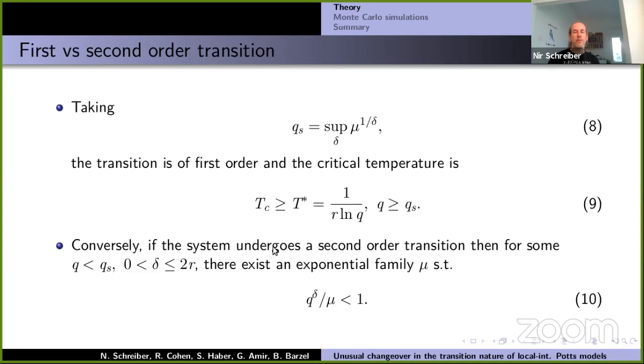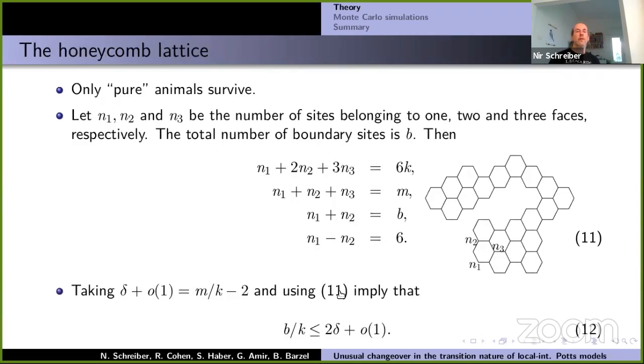And of course, conversely, if you have a second order transition, then you have some exponential family mu with the parameter lambda, and this inequality holds in the other direction. So now our mission is to evaluate QS. For that purpose, we consider pure animals. By pure, I mean animals, or beasts, which do not interact sidewise. Because if you look at the hexagonal lattice, you cannot tile the plane with two adjacent hexagons which have mutual vertices only via mutual edges.